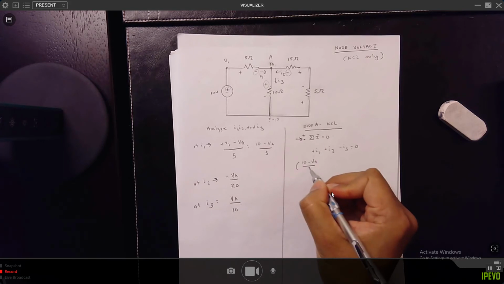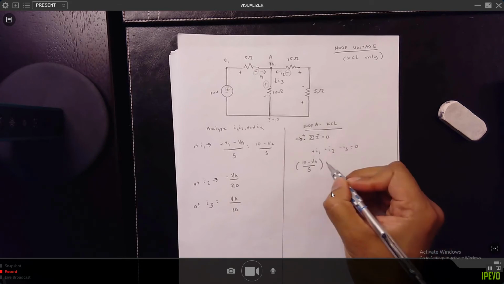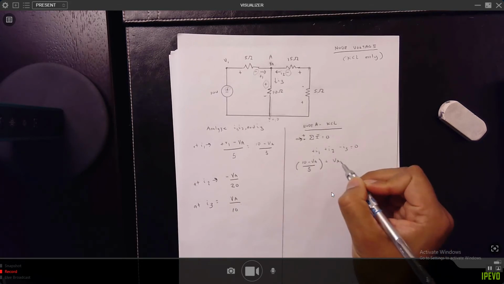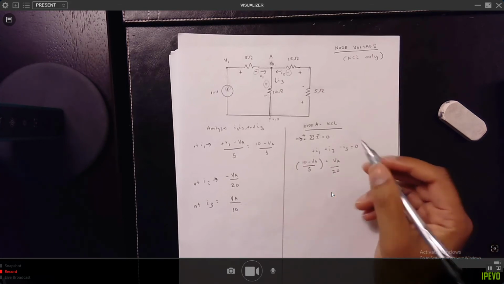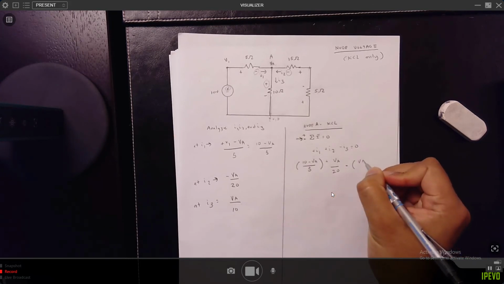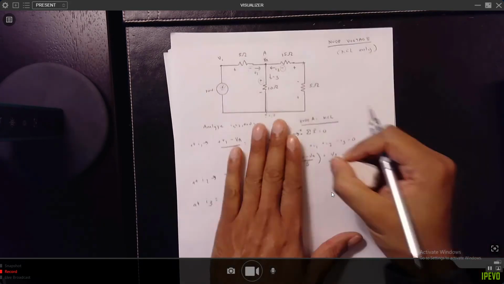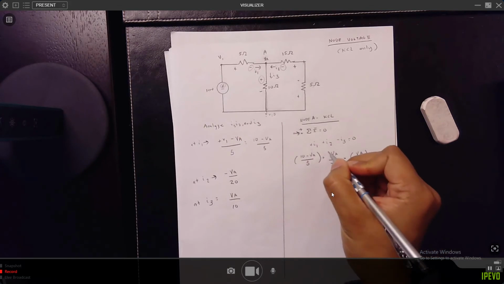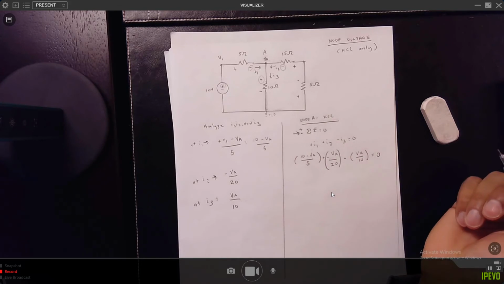I2 is simply VA minus VA over 20. I3 is VA minus VA over 10 equals 0. Now I'm going to rewrite this again because I want to show you how the signs work. If you have a plus sign here, you simply take the minus VA here, and you have a minus VA over 20.